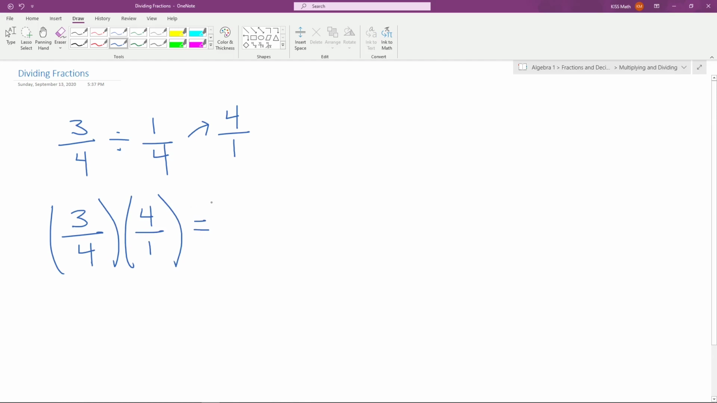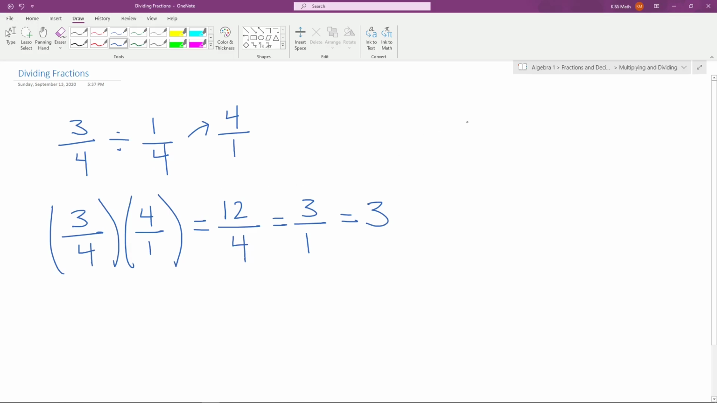So what we're going to do is we have 3/4 times 4/1. And we'll multiply across the top to get 12, multiply across the bottom to get 4. Both of these are divisible by 4, so this will reduce down to 3/1, which is just 3. Now, just like I don't really like using the multiplication sign, I don't really like using the division symbol either here. I just kind of did it for demonstration purposes.